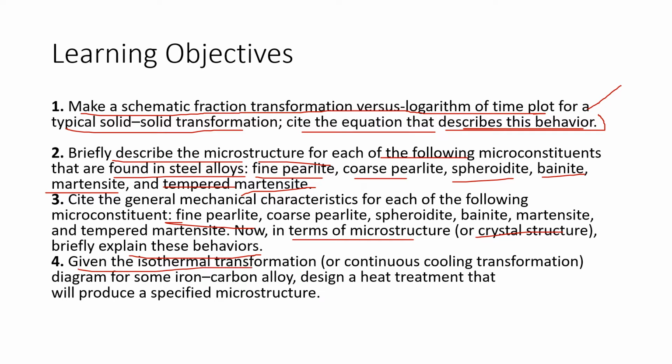Given the isothermal transformation or continuous cooling transformation diagram for some iron-carbon alloy, design a heat treatment that will produce a specified microstructure.